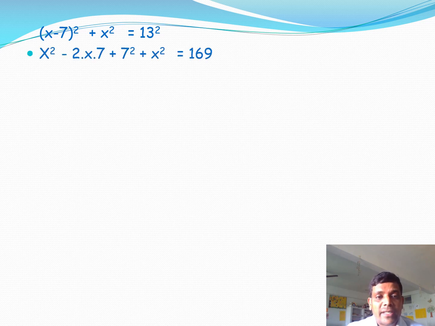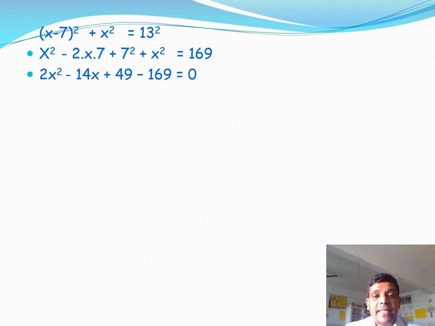x minus 7 whole square is in the form of a minus b whole square. The formula for a minus b whole square is a square minus 2ab plus b square. Here a equals x and b equals 7. So a square means x square, minus 2ab, 2 into x into 7, plus b square, 7 square, plus x square equals 13 square, and 13 square is 169.